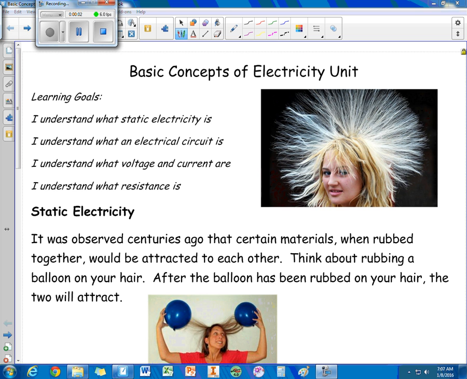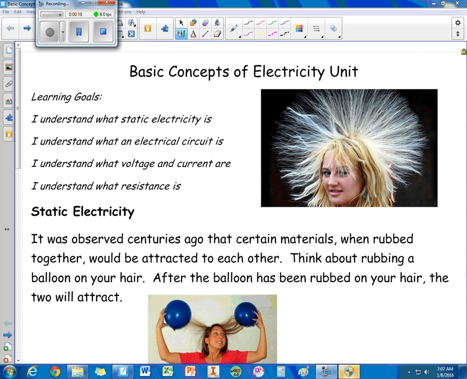Alright, this is video 1 for the basic concepts of electricity. For the second half of this school year for Robotics 2, we're going to take a shift and start working more on electrical engineering instead of robotical engineering.